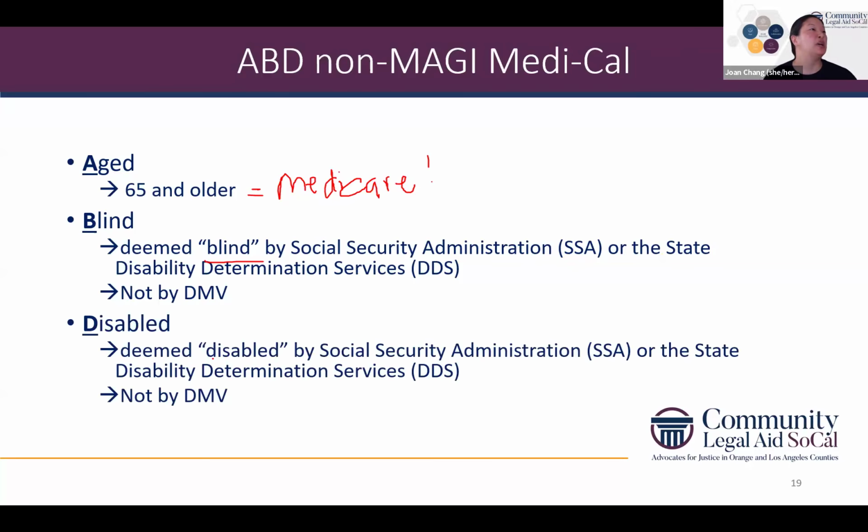Disabled. Again, disabled is a legal term of art. So you have to be deemed disabled by either Social Security or by the state's DDS program. This is not just a disabled placard. If you are eligible for a DMV disabled placard, that does not mean that you are, quote, disabled under the eyes of Medi-Cal, under the eyes of Social Security. So we have to make sure we keep that separate and clear. Okay, age, blind, and disabled.